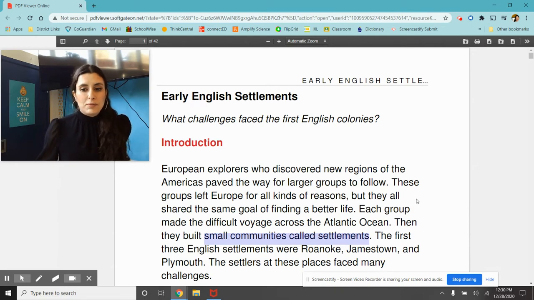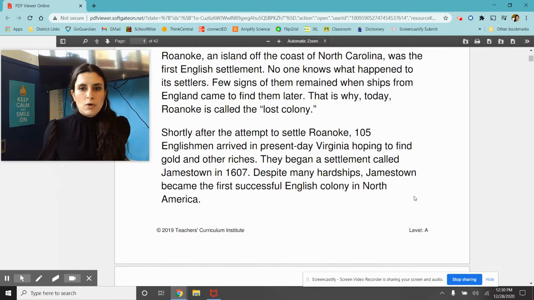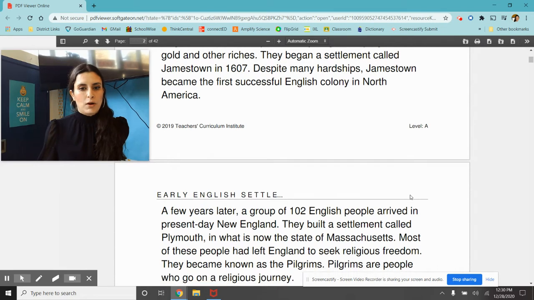The settlers at these places faced many challenges. Roanoke, an island off the coast of North Carolina, was the first English settlement. No one knows what happened to the settlers. Few signs of them remained when ships from England came to find them later. That is why today Roanoke is called the Lost Colony. Shortly after the attempt to settle on Roanoke, 105 Englishmen arrived in present-day Virginia, hoping to find gold and other riches. They built a settlement called Jamestown in 1607. Despite many hardships, Jamestown became the first successful English colony in North America.